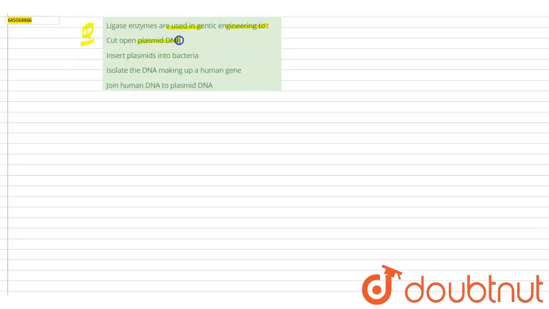Hello students, so today we have a question here: ligase enzymes are used in genetic engineering to cut open plasmid DNA, insert plasmid DNA into the bacteria, isolate the DNA making up a human gene, or join human DNA to plasmid DNA. So these are the options that we have with us and we have to choose the correct option.